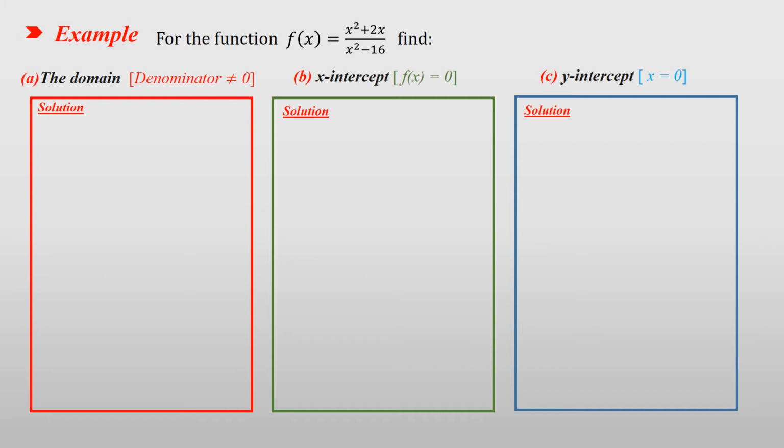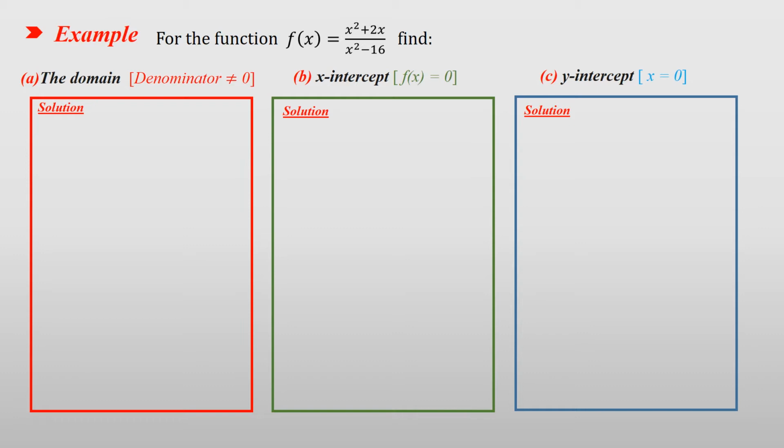Hi everyone, in this video we have a function f of x equals x squared plus 2x divided by x squared minus 16, and you have to find a lot of things. The first one is the domain, x-intercept, y-intercept, increasing, decreasing, inflection points, concavity, and graphing. So we will start with part A, which is the domain.